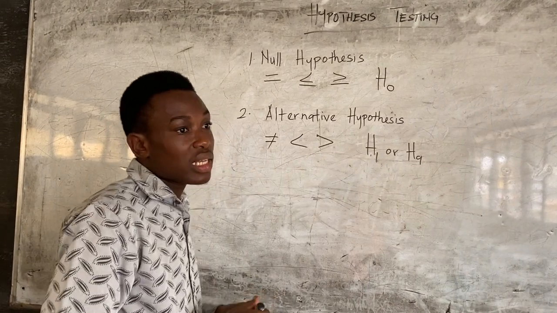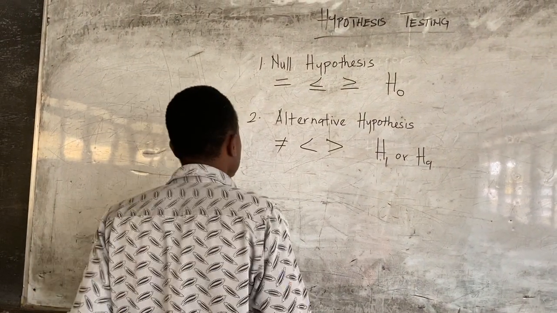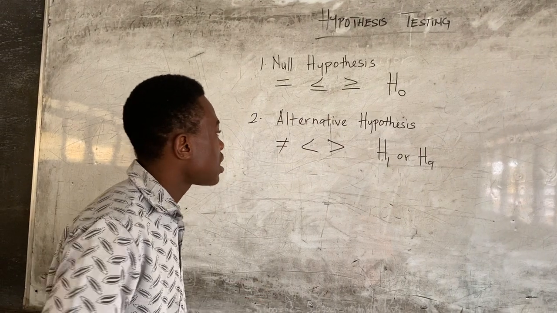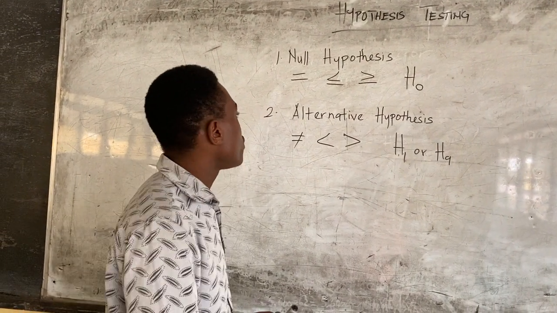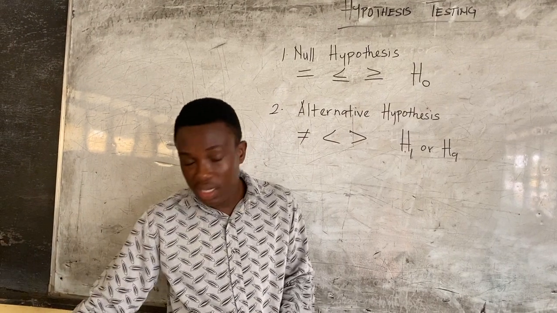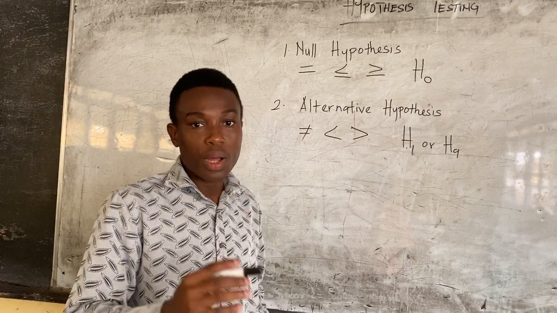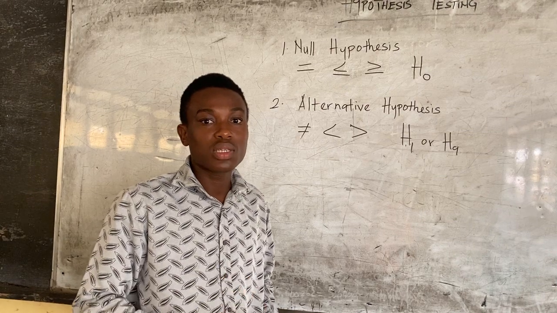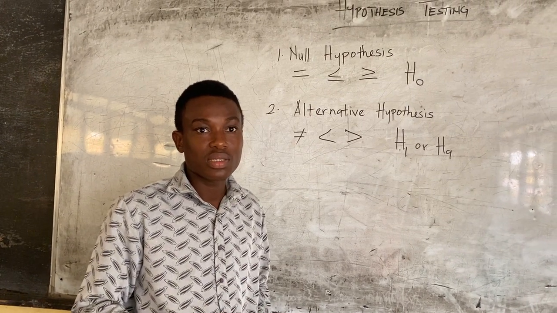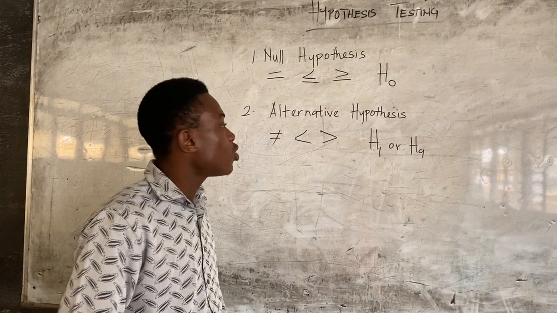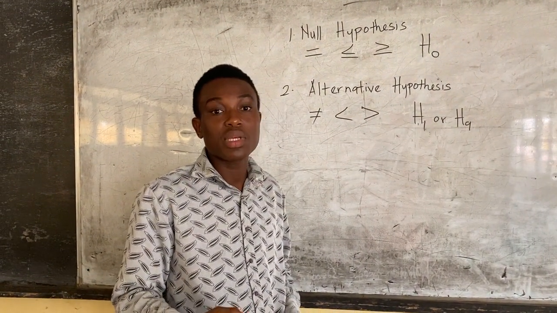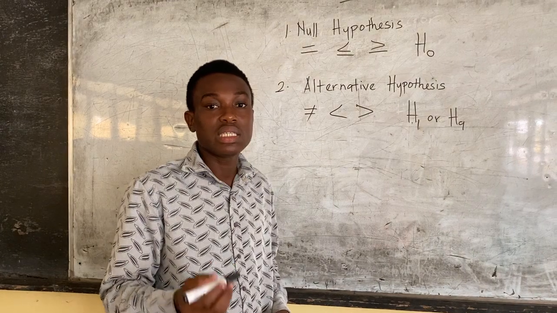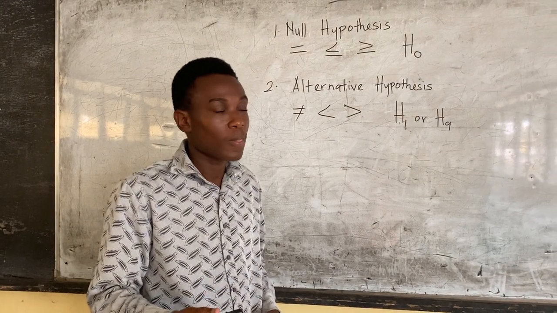In hypothesis testing, the operational signs are stated in the form of words. So if we take the less than operational sign, the less than can be lower, it can be reduced, it can be decreased. If you take the greater than operational sign, the greater than can be higher, it can be above, it can be increased, it can be heightened.